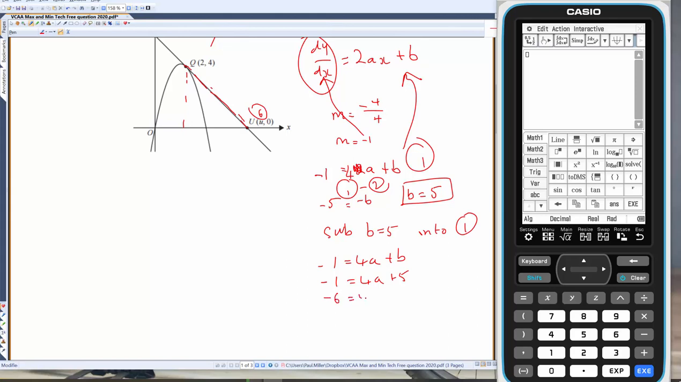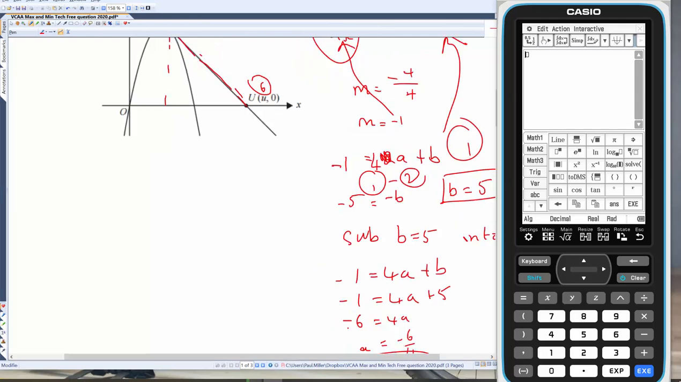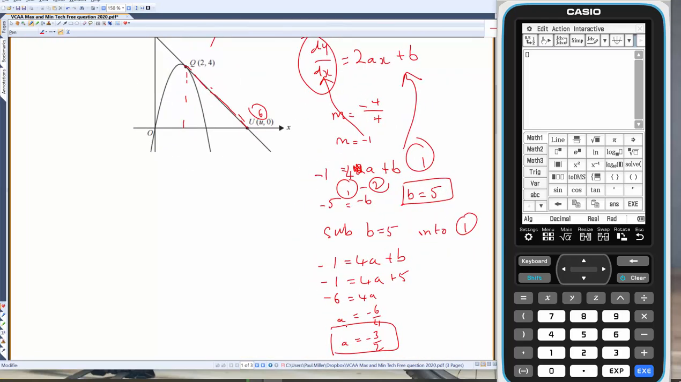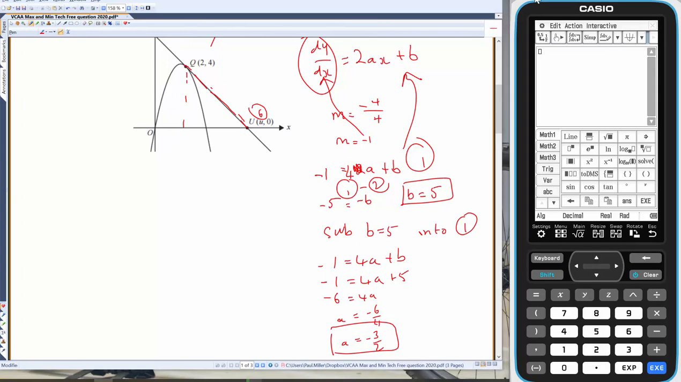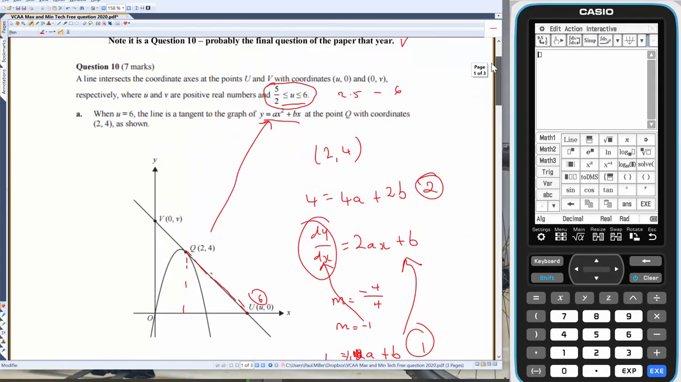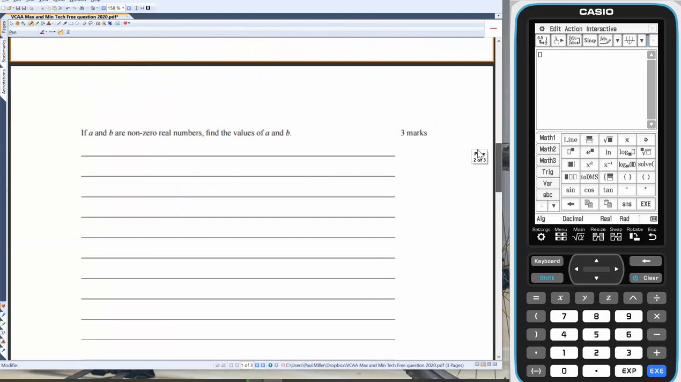Negative 6 equals 4a. a equals negative 6 on 4. a equals negative 3 on 2. So there's my a value. Let's see if that's exactly what it was after. When u equals 6, the line is a tangent at the point as shown, if a and b are non-zero real numbers, find the values of a and b.